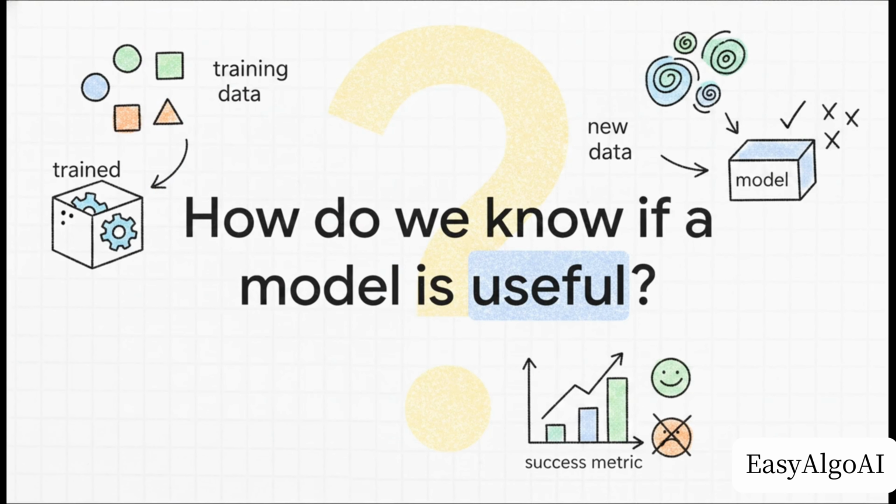So that leads us right to the million-dollar question. How do we know if a model is useful? What does success even look like here? Well, the ultimate proof comes down to how the model handles brand new, totally unseen data. Data it has absolutely never encountered before.